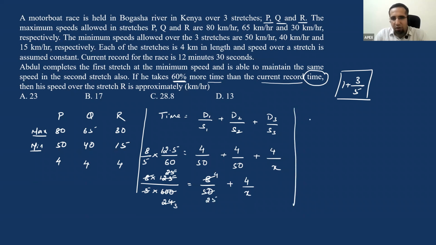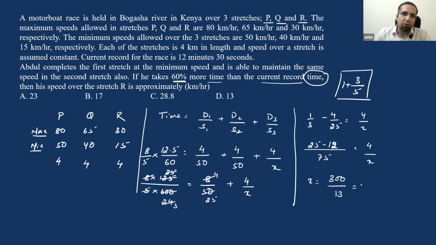If we simplify this, on the left hand side we have 1 by 3 minus 4 by 25 is equal to 4 by x. So this LCM becomes 75. This is 25 minus 4, sorry, 25 minus 12 is equal to 4 by x. Clear? Or in short, what do we get here? X is equal to 75 into 4. 75 into 4 is 300. 300 divided by 30.